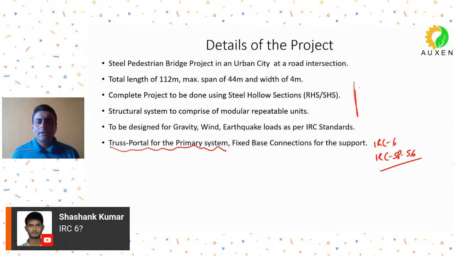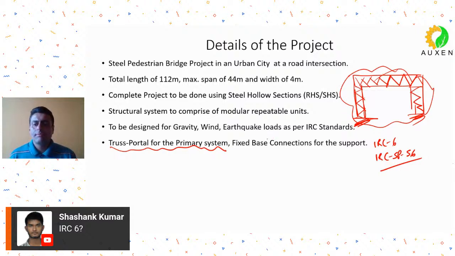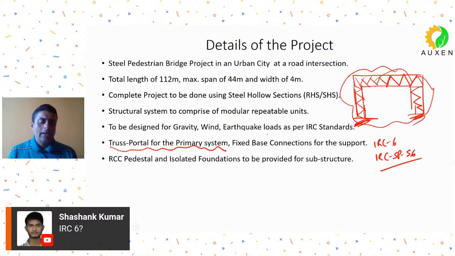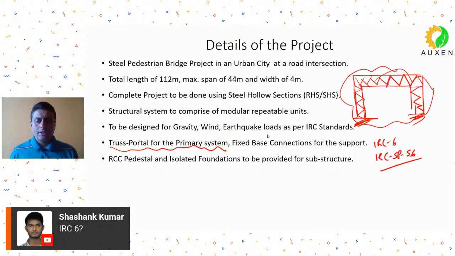The system that we will be using, we'll try to use a truss portal system. Truss portal means that, let's say these are my columns and this is my deck, and everything is looking like a truss, but it's a portal arrangement also. So it's not just a truss kept on the columns, but a complete portal arrangement made out of truss systems. So I am calling it the truss portal system. This will become our primary system, and at the bottom we will have fixity with the column pedestal. Then there will be RCC pedestals, with isolated foundations as the substructure. So this is the project that we are going to do.